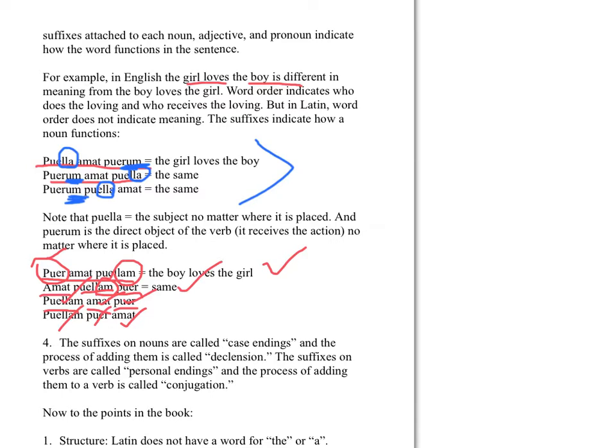Latin doesn't tend to just put them in random order. You'll notice the patterns as you learn more Latin. Don't be overwhelmed at this point. But the gist is, if you don't learn to look at the endings of the nouns and the verbs, you won't be able to make sense of the sentences.